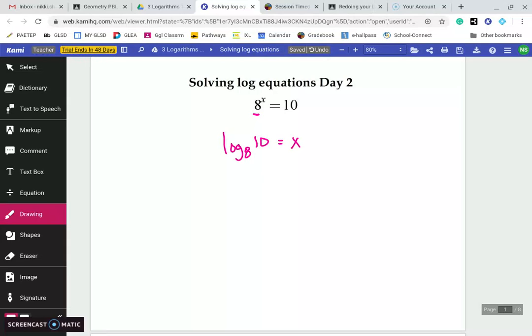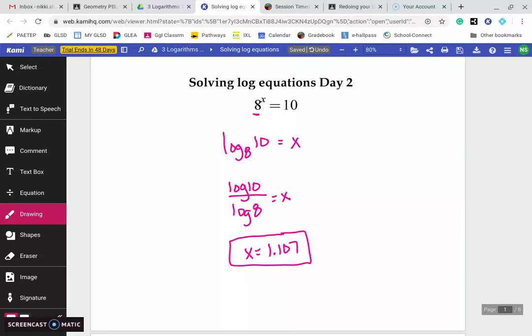And now we just have to plug this into our calculator. And we know how to do that, again, from our last test. So this will be log of 10 over log of 8 equals x. And so now I'll plug that into my calculator and round to 3 decimal places. And we get 1.107.